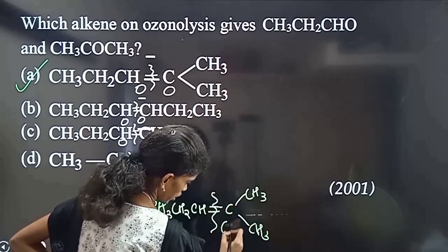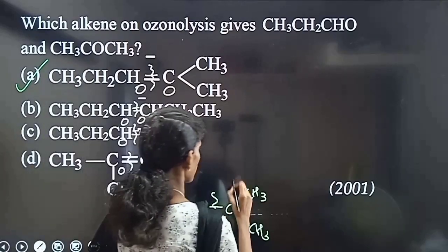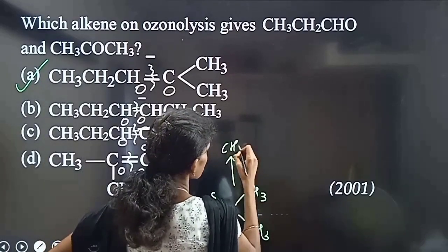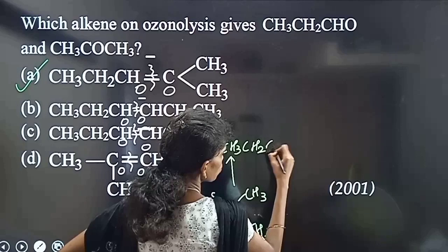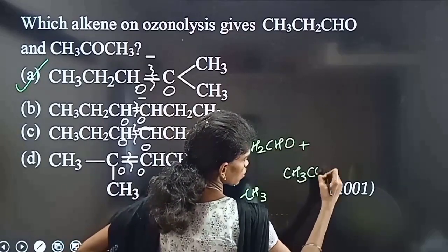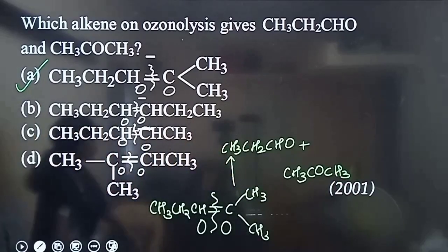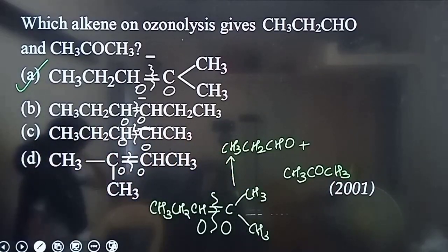To oxidize, this bond will break, one O here and one O here. So it will form CH3CH2CHO plus CH3COCH3. So these two will be the product. So option A is the right answer.